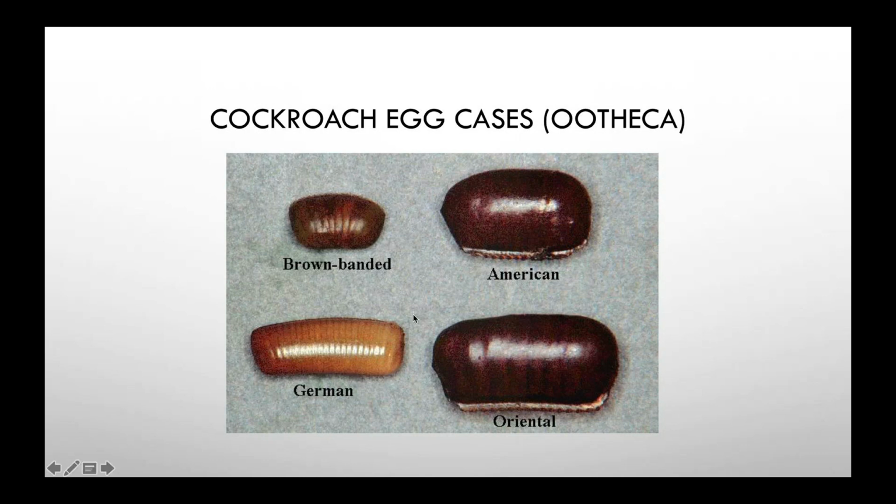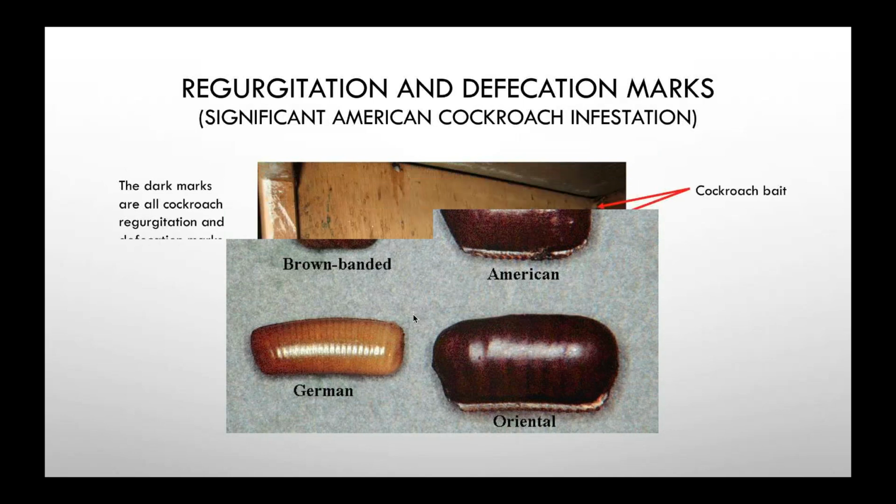And if you see these and they're viable, so you touch them and you squish them, then you've got a breeding population. They're going to increase. So they're the ootheca, the egg cases, and it's a telltale sign that cockroaches are there and that they're breeding.